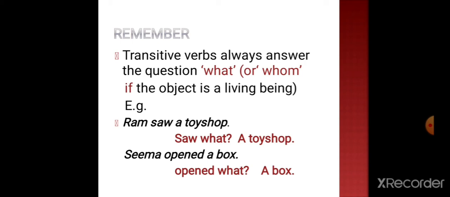Transitive verbs, beta, always answer the question what. Okay, remember this point. Transitive verbs always answer the question what or whom if the object is a living being.